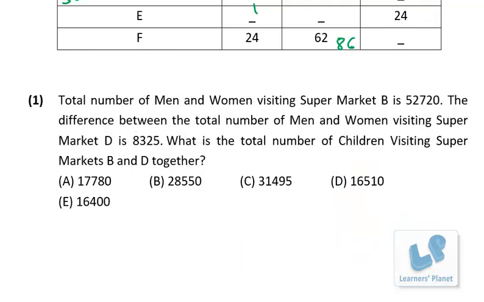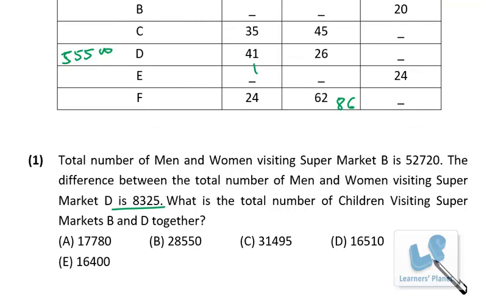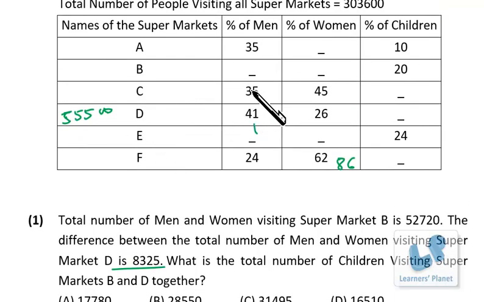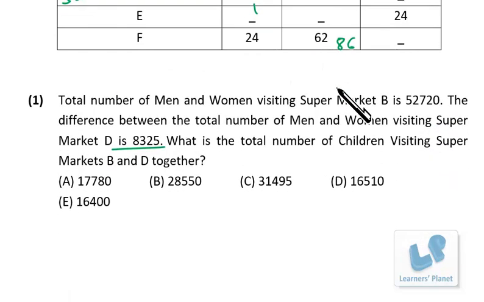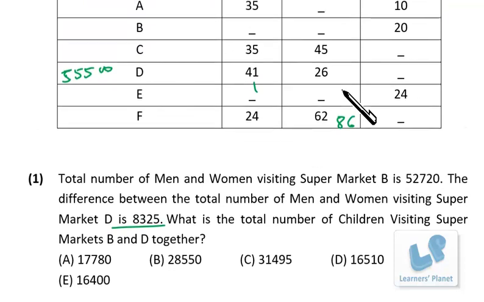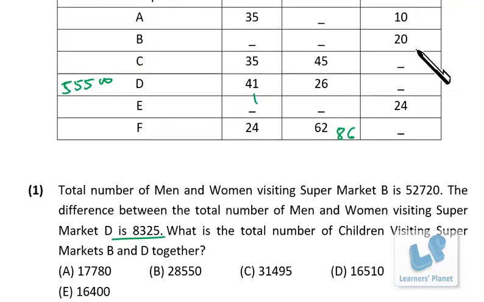Total number of men and women visiting supermarket B is 52720. The difference between the total number of men and women visiting supermarket D is 8325. What is the total number of children visiting supermarket B and D together? So men and women visiting supermarket B is this figure. So that is actually 80%, right? So the total will be 80% of this, and the number of children is 20% of that entire figure, right?